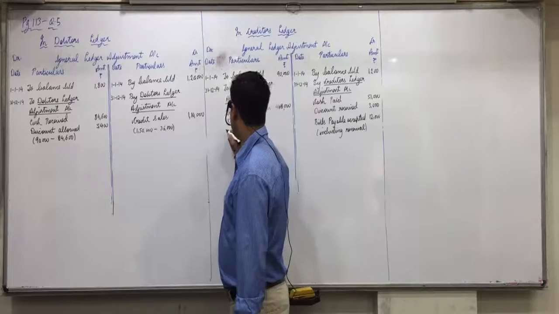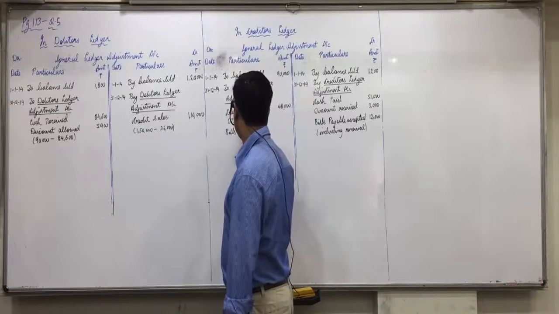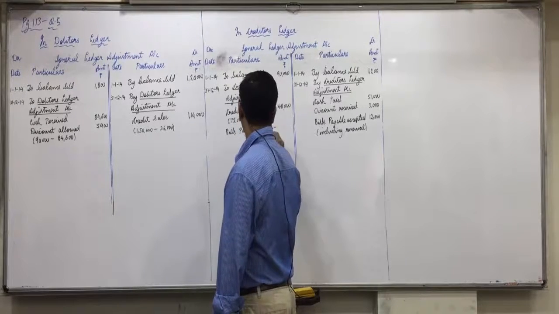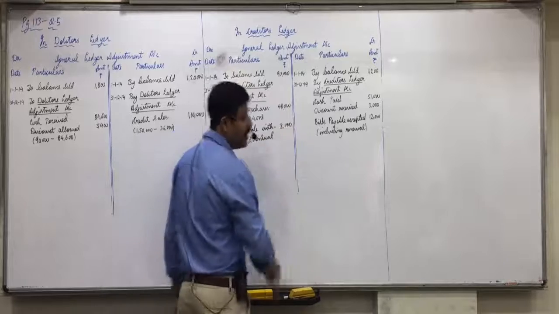In the general ledger, debit side. Bills payable account debit means in the general ledger on the credit side. Bills payable withdrawn on renewal, 3,000. Did everyone understand this?